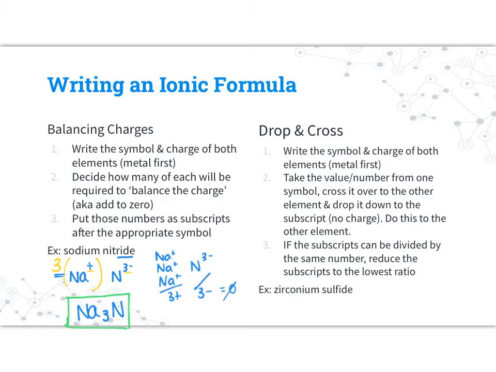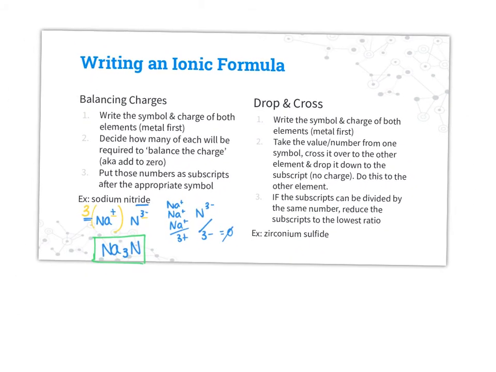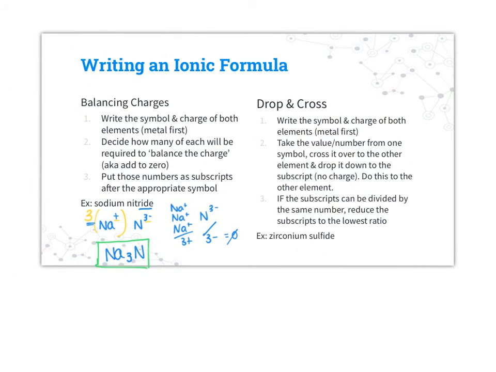Now, this makes little sense without actually just doing it. So let's practice drop and cross. So the element symbol of each. Zirconium can be found in group 4, so column 4. Its symbol is Zr. Zirconium has a charge of 4+. Sulfide is sulfur. Sulfur has a charge of 2-.